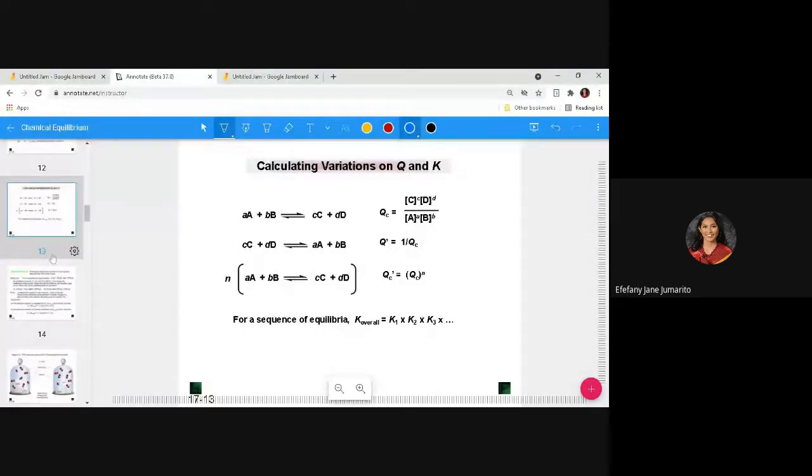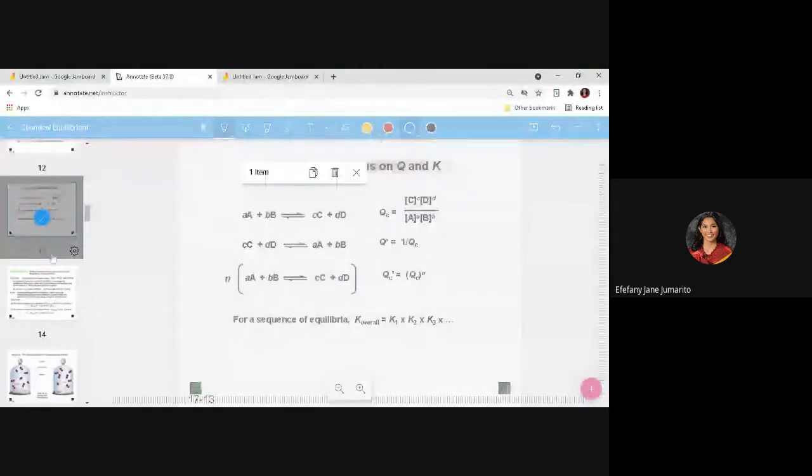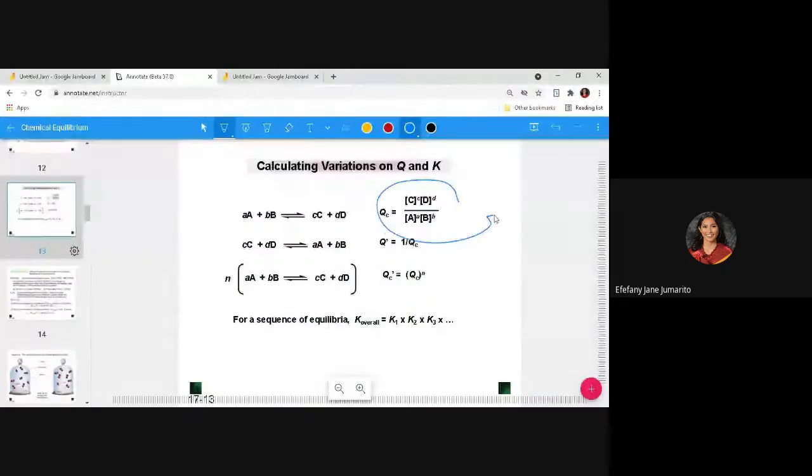Okay, we have calculating variations. If we have this one, the Qc, all right, no question with this. Now, if we have this one, okay class.